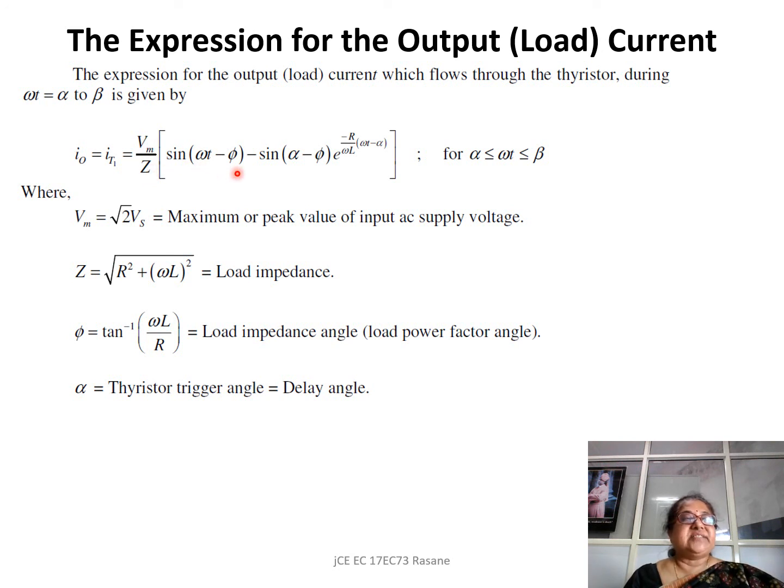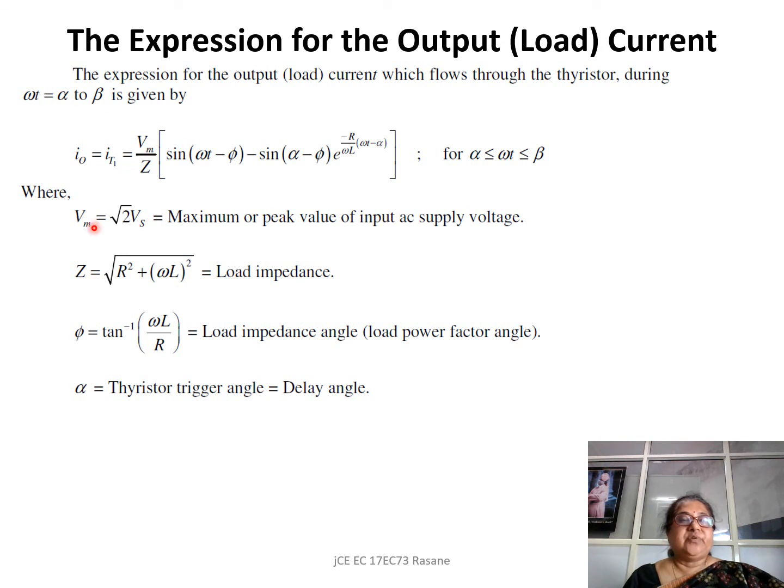That is nothing but Vm by Z into sine of omega t minus phi. Phi is the phase angle difference between the supply voltage and the load current as I have told you, and this is true for any inductive load, minus sine of alpha minus phi e to the power of minus R by omega L into omega t minus alpha, and this is true for omega t between alpha to beta, or this is the time when the current flows through the thyristor T1.